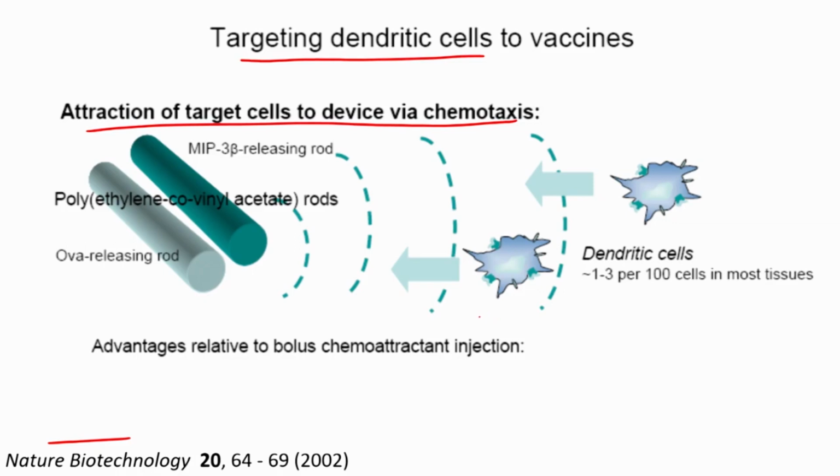So far what we were doing is we were injecting particles, or we were injecting some naked DNA and relying on it to move and translocate to wherever we want it to target. But what if we create a depot and have the immune cells come to the site themselves? So what they have done is they have created these polymer rods. In this case they have made them out of polyethylene copolymer, and they are releasing an antigen, which in this case is ovalbumin.